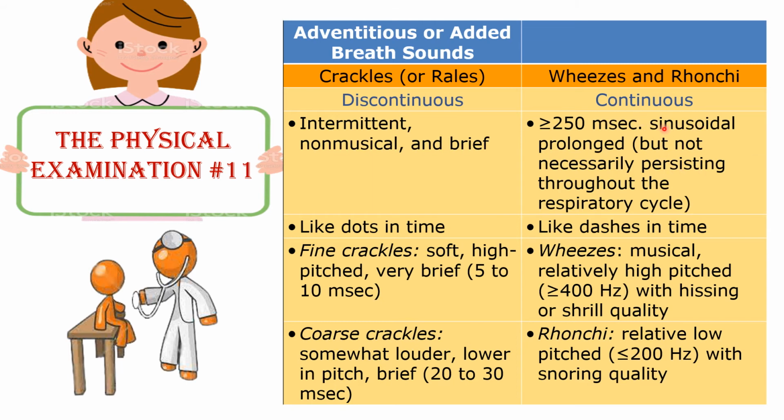Wheezes and rhonchi are continuous again, and last equal to or more than 250 milliseconds. They are sinusoidal and prolonged, but not necessarily persisting throughout the respiratory cycle. So they are like dashes in time. Wheezes are musical, with relatively high pitch, more or less 400 hertz, with a hissing or shrill quality. Rhonchi are relatively low-pitched, less than or equal to 200 hertz, with a snoring quality.